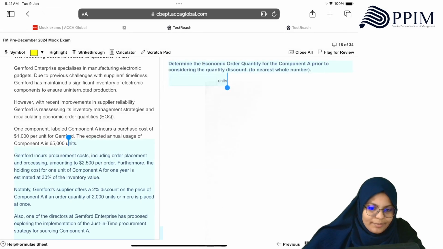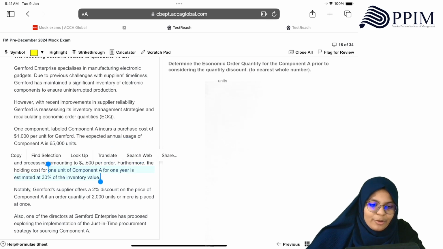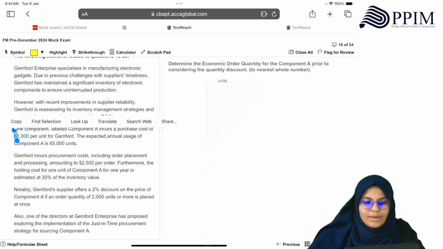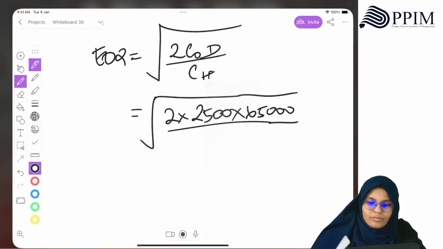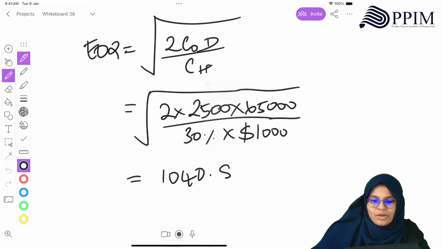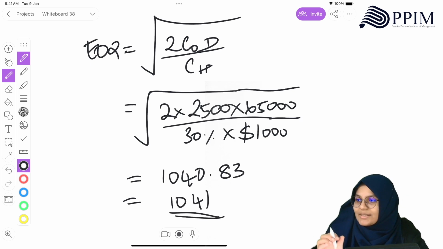And the cost of holding, they said, furthermore the holding cost for 1 unit for 1 year is 30% of the inventory value. Purchase cost is 1,000, so 30% of 1,000 basically. Okay, that should give you the EOQ, 1040.83, but they told me to the nearest whole number. Even if you put the answer as 1040, it will be marked wrong. So nearest whole number means you have to round it up, 1041.